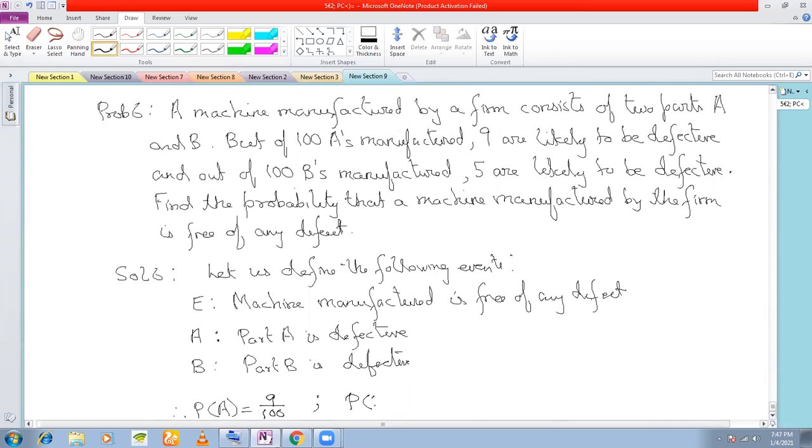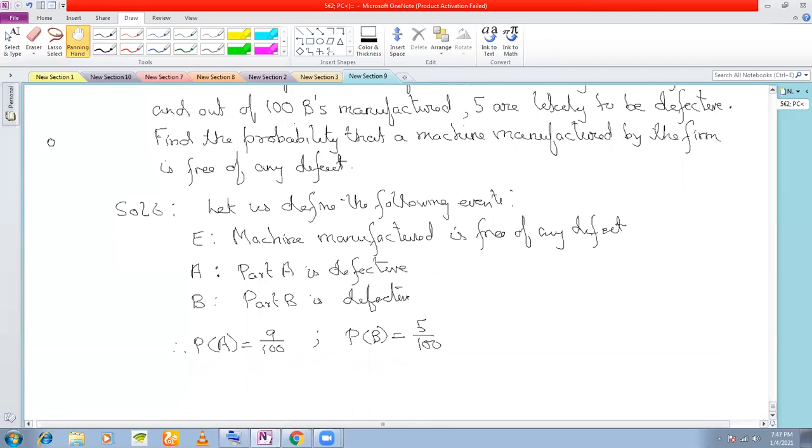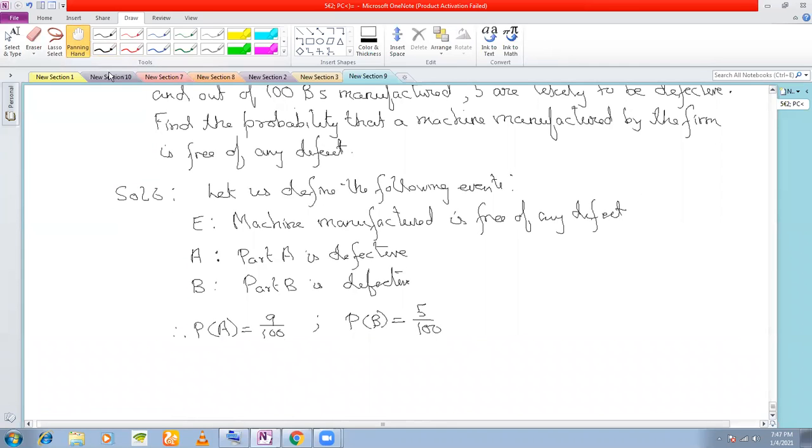What is the probability of part B being defective? Of the 100 Bs manufactured, 5 are likely to be defective, so 5 by 100. Okay. So these two are the probabilities. Now look at the question, what you need to find out.